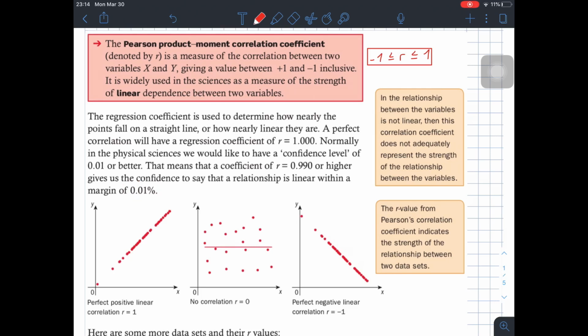So this is very important. When we do experiments, we usually try to get this value of R in order to get results that are reliable, right?